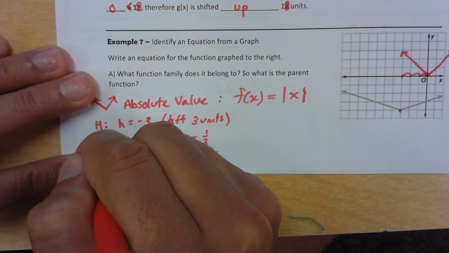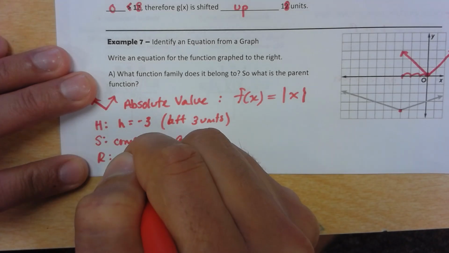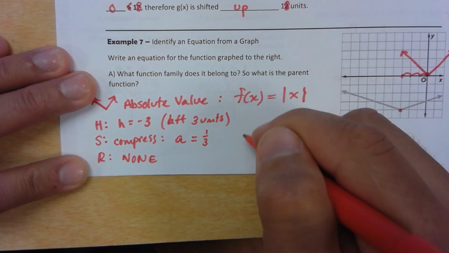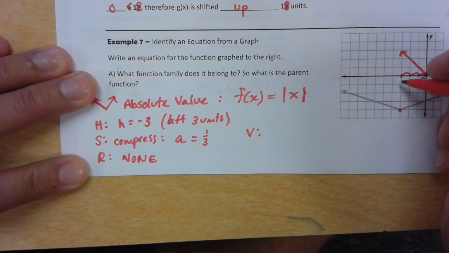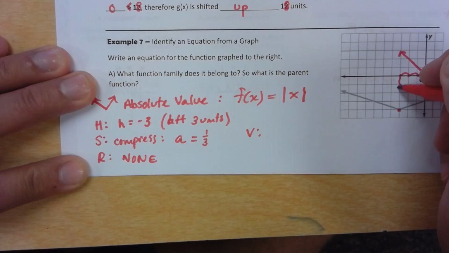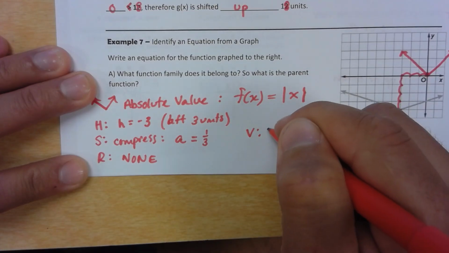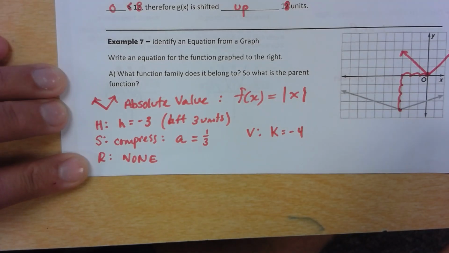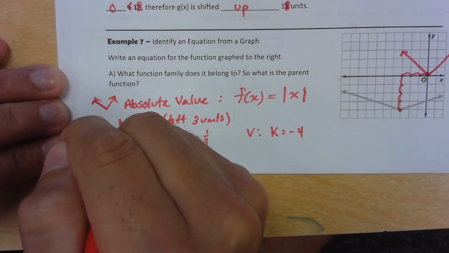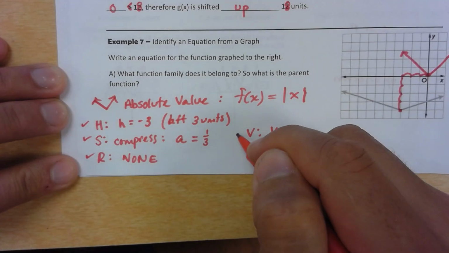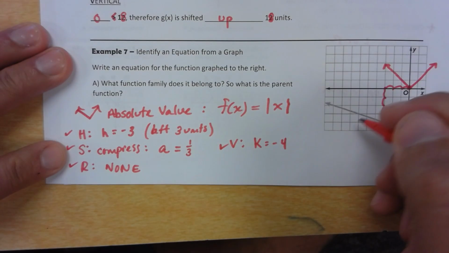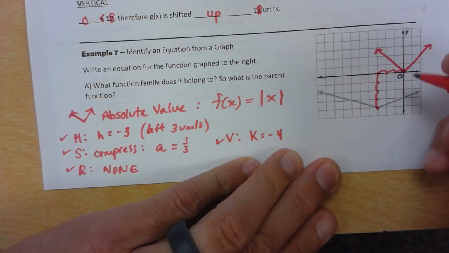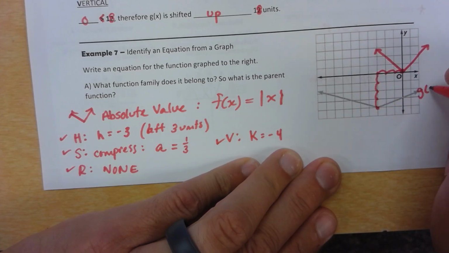Is there a reflection? None. It's opening up just like the parent function is. And then a vertical shift, it looks like we need to go down 1, 2, 3, 4. So my k value is -4. Now we can take all this information, 1, 2, 3, and 4, and write the equation for g of x, we'll call it.